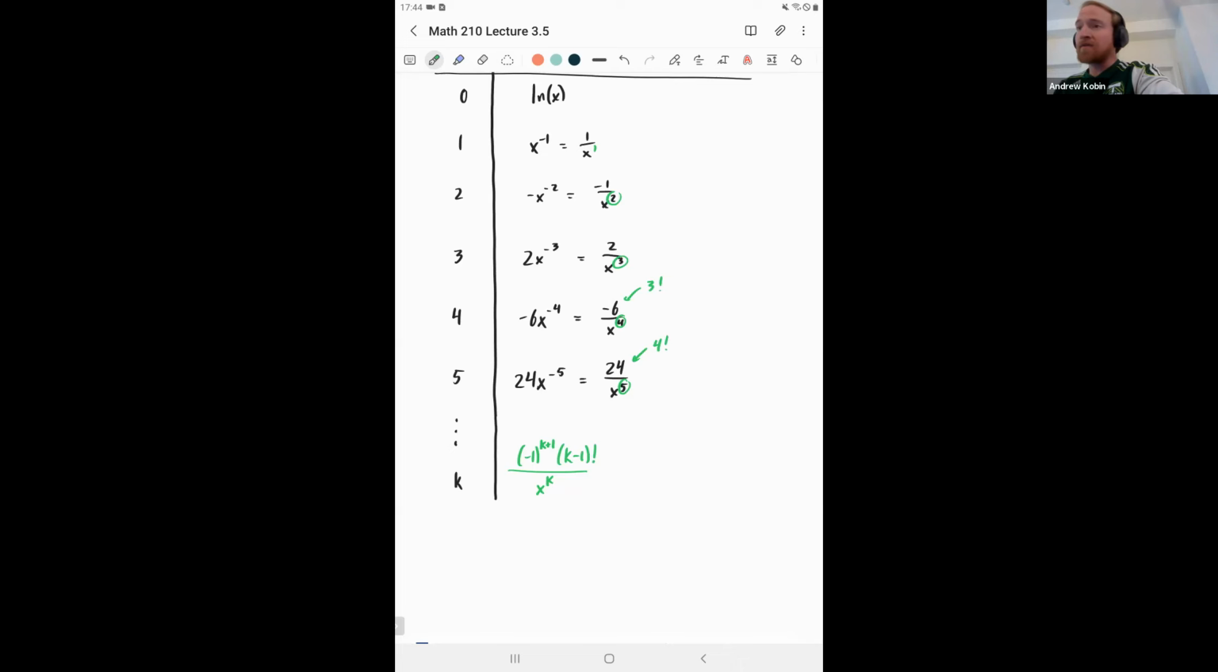If you wanted to evaluate these derivatives at any value, you can just plug x values into this formula, and you should know what k is in order to get an actual value of that derivative.